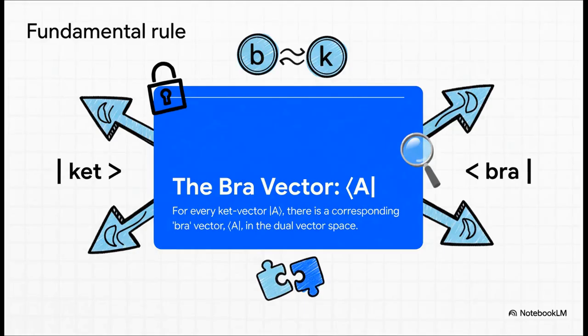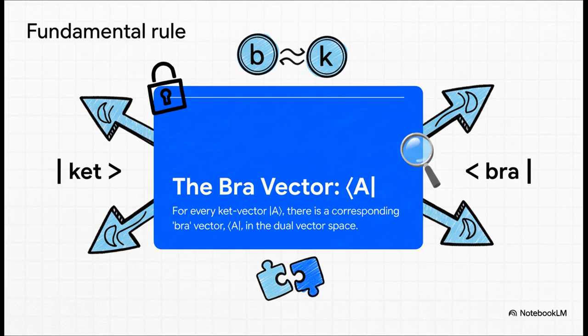And I really want to stress this. This isn't just a casual relationship. It's a hard and fast rule. For any ket vector you can possibly think of, like A, there is always 100% of the time a corresponding bra vector, A bar, that lives in that dual space.